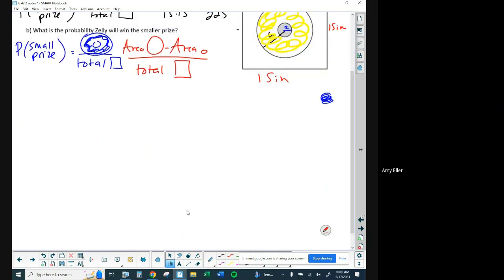Let's do the area of the big circle. Pi r squared. The radius of the big circle is 6. Minus, let's do the area of the small circle. Pi r squared. That r is 2. Denominator is still the total rectangle, 15 times 15.